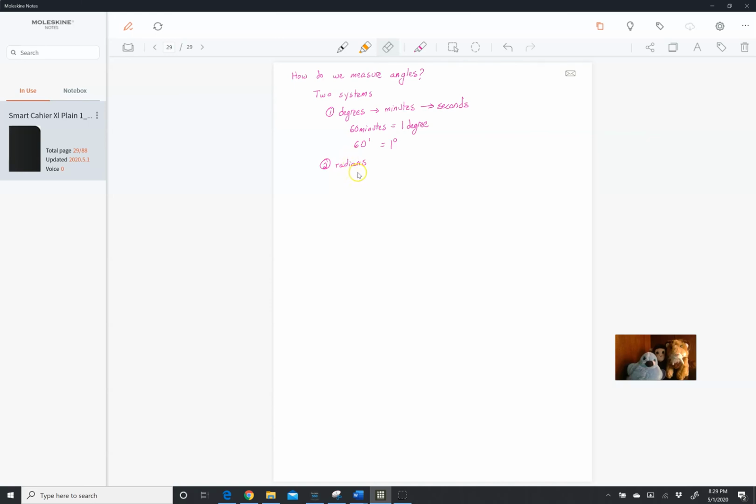So radians, if you notice, it kind of looks like the word radius. That's because it actually is related, okay? So let's talk about what a single radian is, and then we'll talk about how to go from one to the other, okay? So I'm going to go back to a circle.